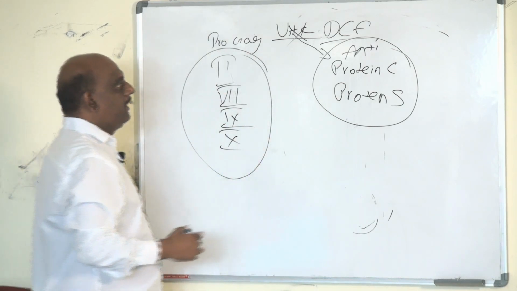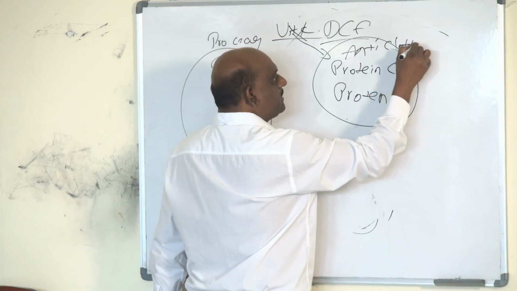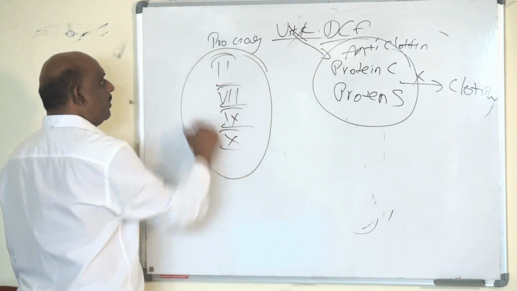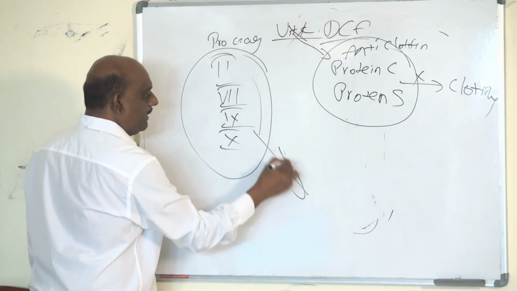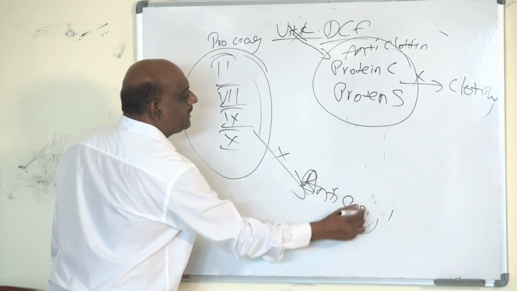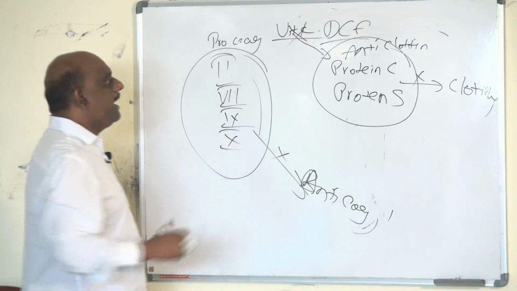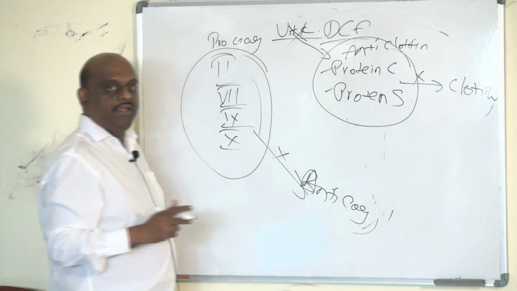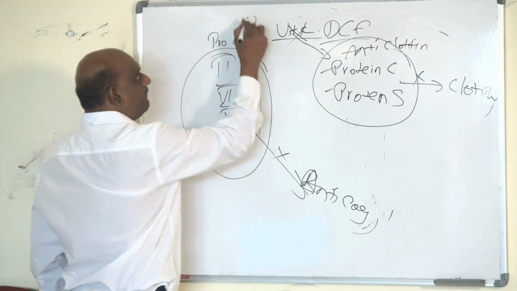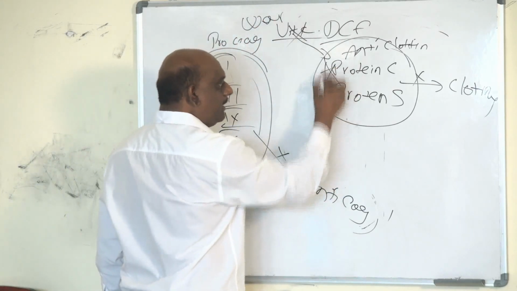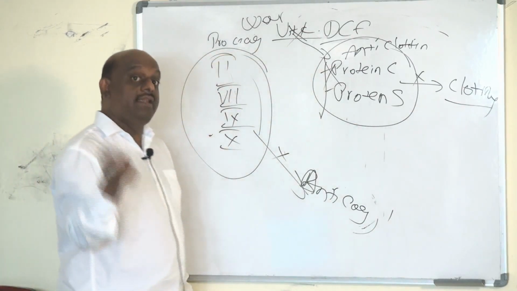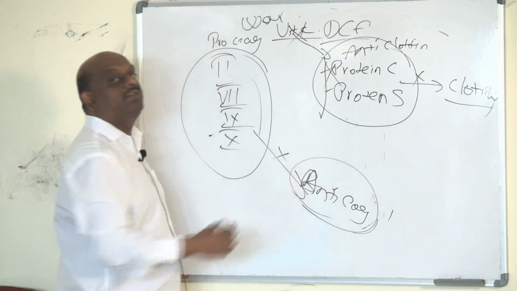inhibited. If the anti-clotting factors are inhibited, what will happen? Clotting will happen. If procoagulants are inhibited, what will happen? Anticoagulation will happen. But if you look at the half-life of protein C, protein S, it is much shorter than the procoagulant factors. So the moment you give warfarin, first to get inhibited are protein C, protein S. The first tendency is a clotting tendency. Later, the anticoagulant tendency will appear.